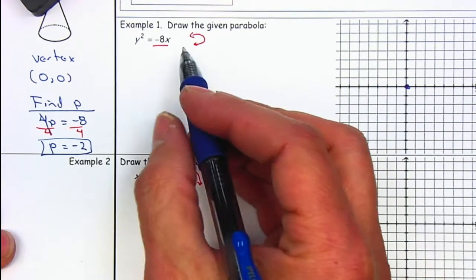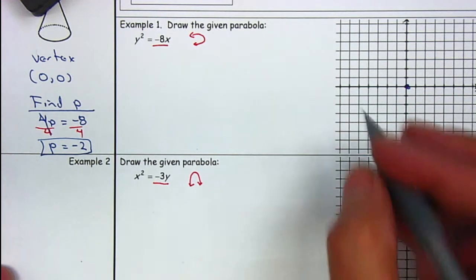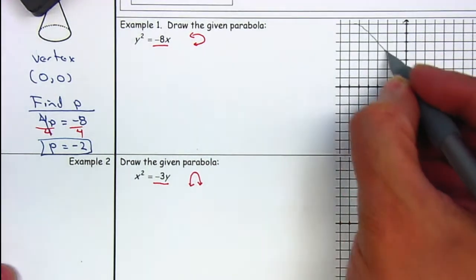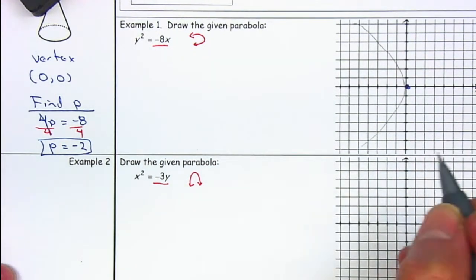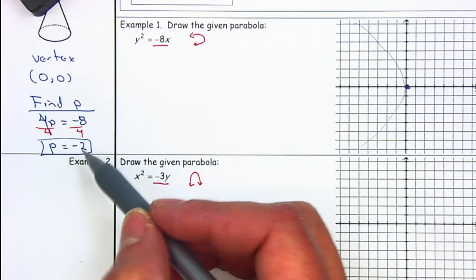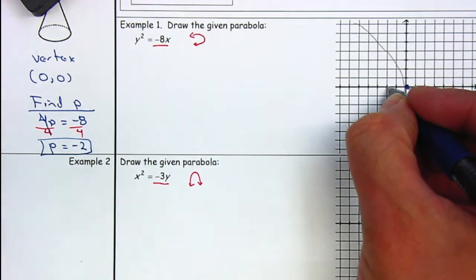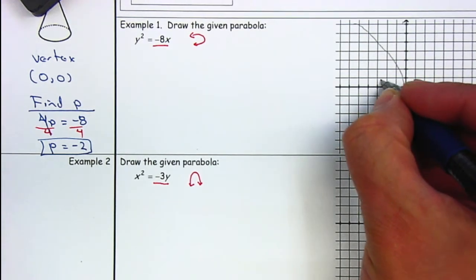Remember, your focus has to be inside the parabola. And I'm going to make a quick sketch. So it's facing the left. And P is negative 2. So I'm going to go to the left 2 from my vertex. 1, 2. And that'll be my focus.